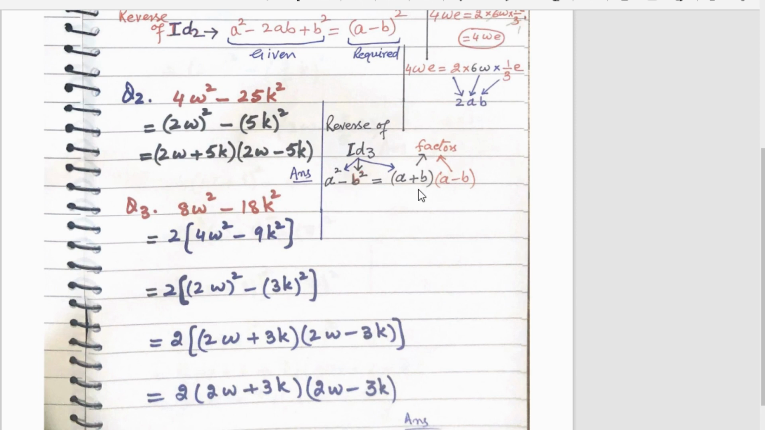And that is equal to what? Simple as that. Now we can write down A plus B and A minus B. This would be the answer.